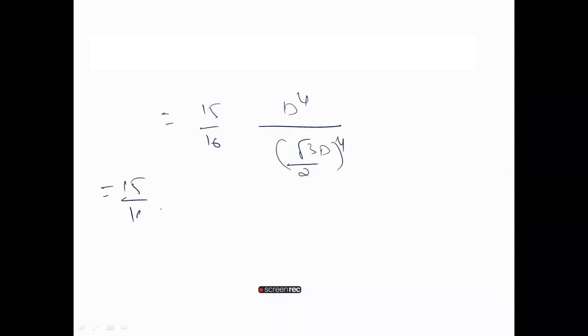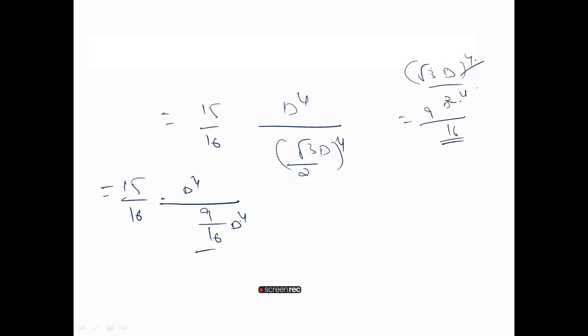Then the next step is 15 by 16 D power 4 divided by root 3 by 2 D whole power 4, which is 15 by 16 D power 4 by 9 by 16 D power 4. Root 3 power 4 means 9, and 2 power 4 means 16. So D power 4 and D power 4 will get cancelled, and also 16 by 16 will get cancelled.